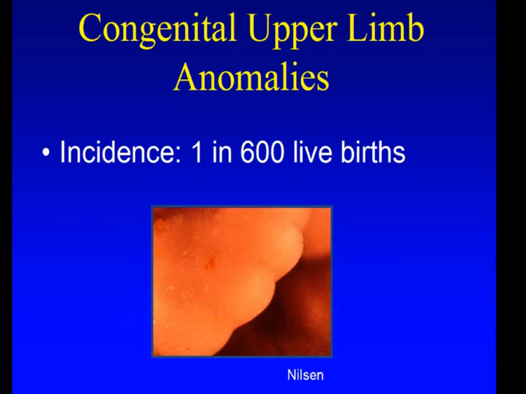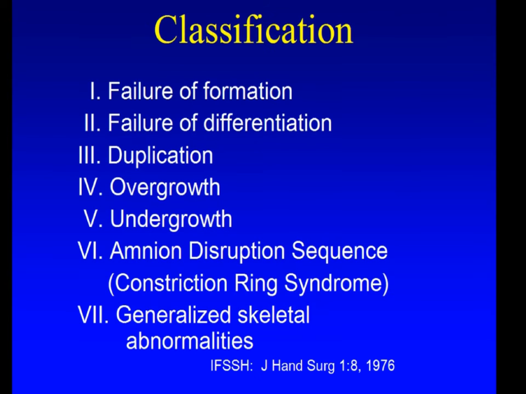Any questions about the embryology part? Okay. Moving on to the specific anomalies. They occur in approximately 1 out of every 600 live births, which is actually quite often.